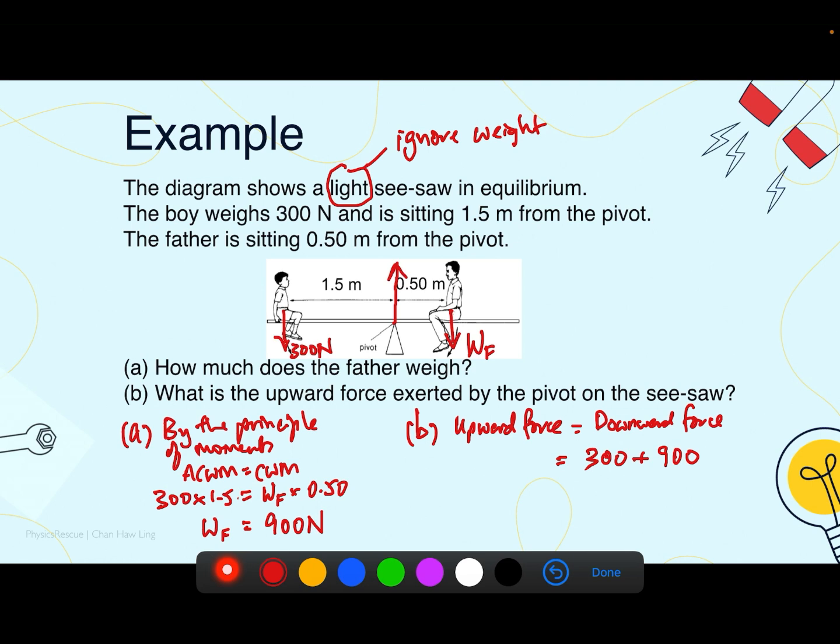So let's call this upward force Fp, for pivot. Fp is the only upward force here. It will be equal to the weight of the boy plus the weight of the father, so it will be 1,200 newtons. All right, so that will be the upward force. This example shows that you need to have both conditions of equilibrium to be able to solve the question. One being resultant moment is 0, and secondly, resultant force is 0.